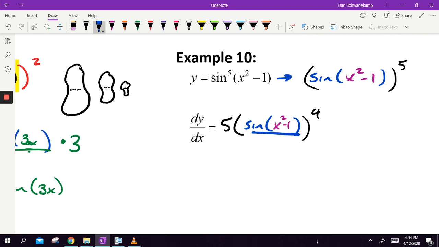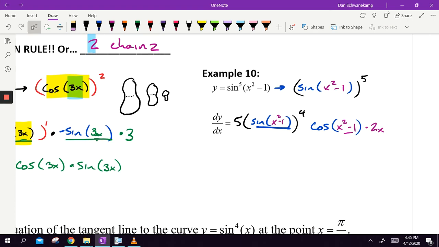Now we got to take the derivative of this. The derivative of sine is cosine. But I got to rewrite this baby, x squared minus 1. Then I got to take the derivative of that baby. The derivative of that baby is 2x. Boom, there's my answer. I could simplify it a little bit, but that's going to get me to where I want to be.